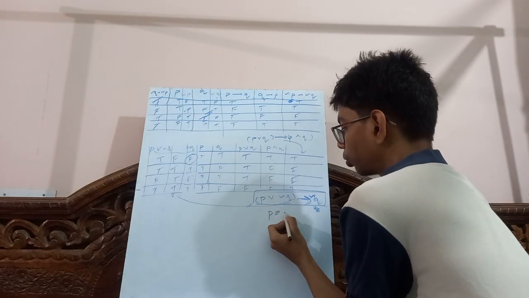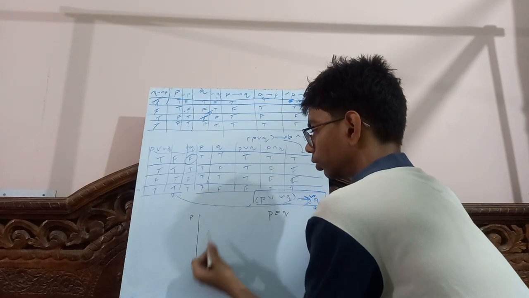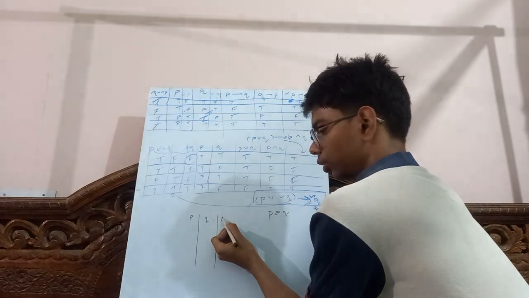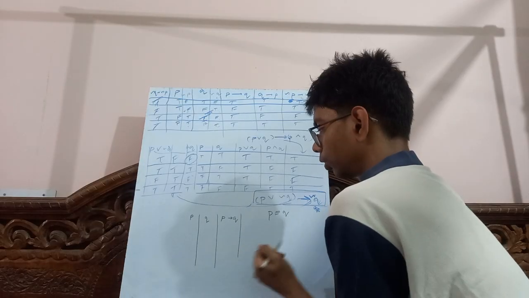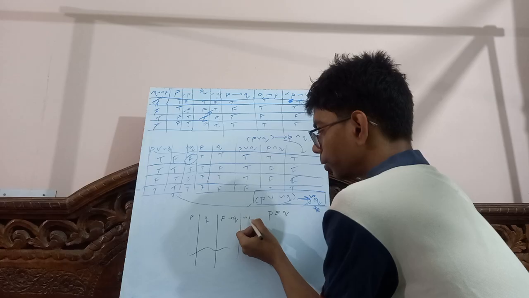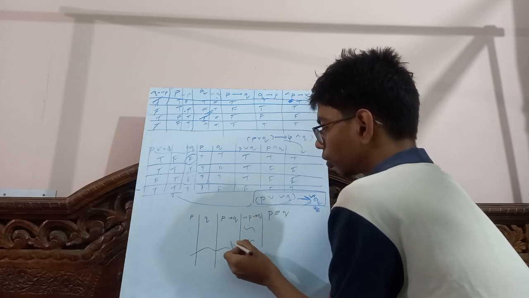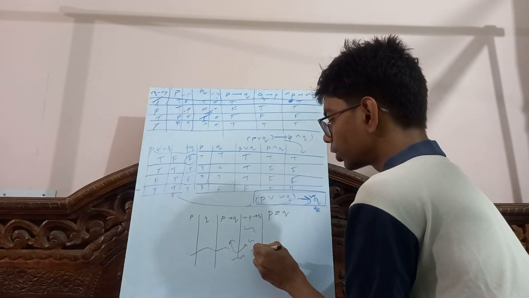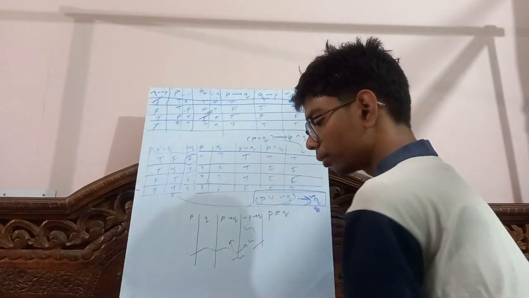So P triple arrow with Q, right? P, Q, and suppose I got something, and then I wrote a statement negation of P arrow Q and I got something. If these two columns are not the same, then we cannot say that these two are logically equivalent. Right. Now we will talk about distribution law.